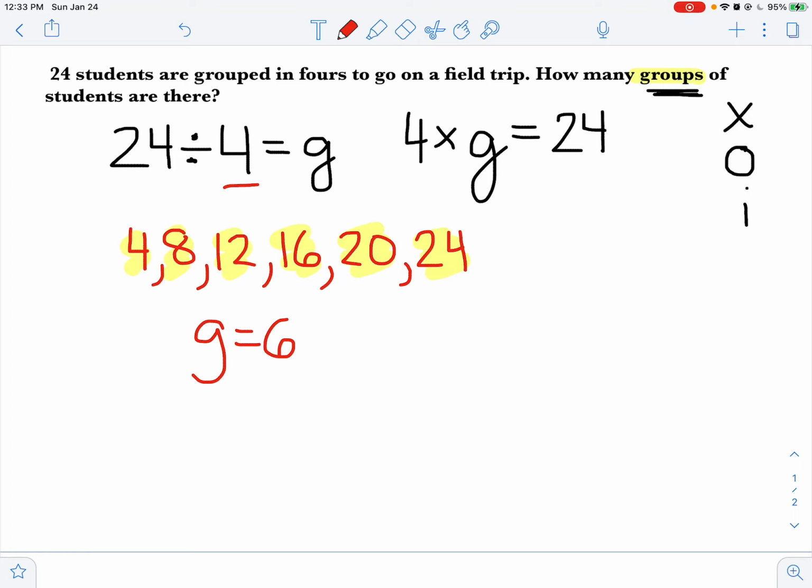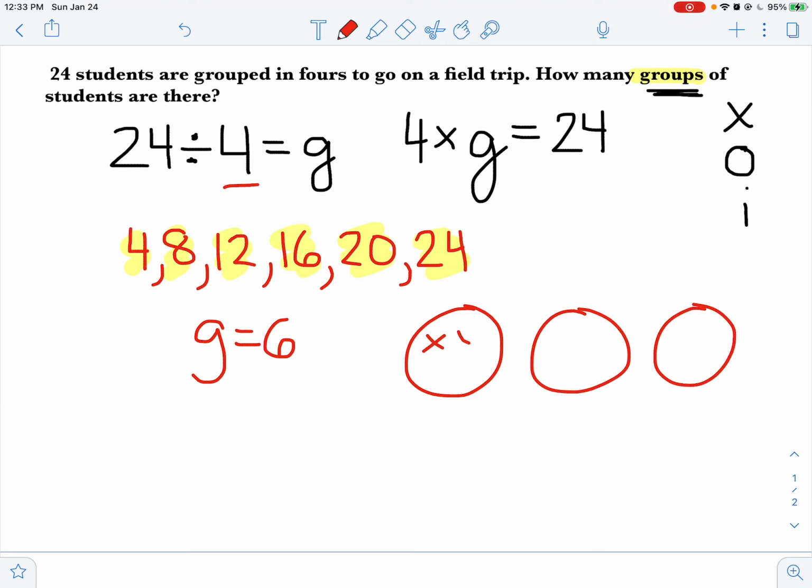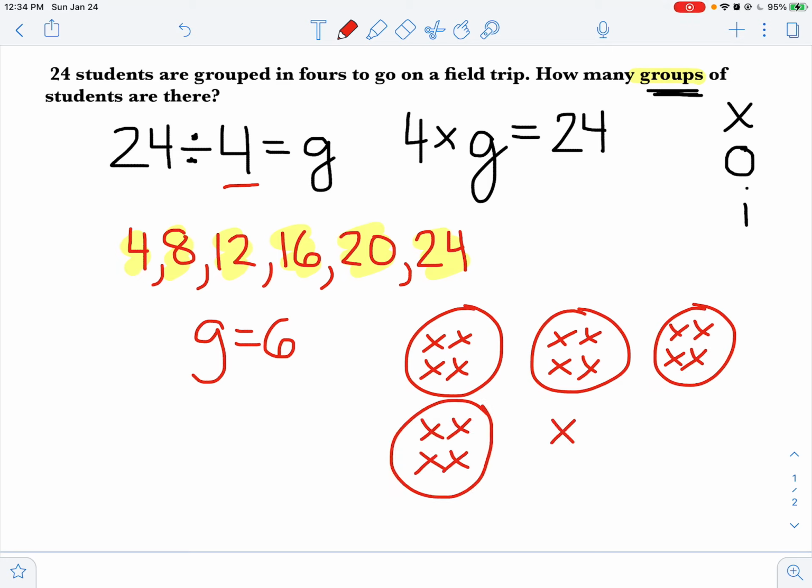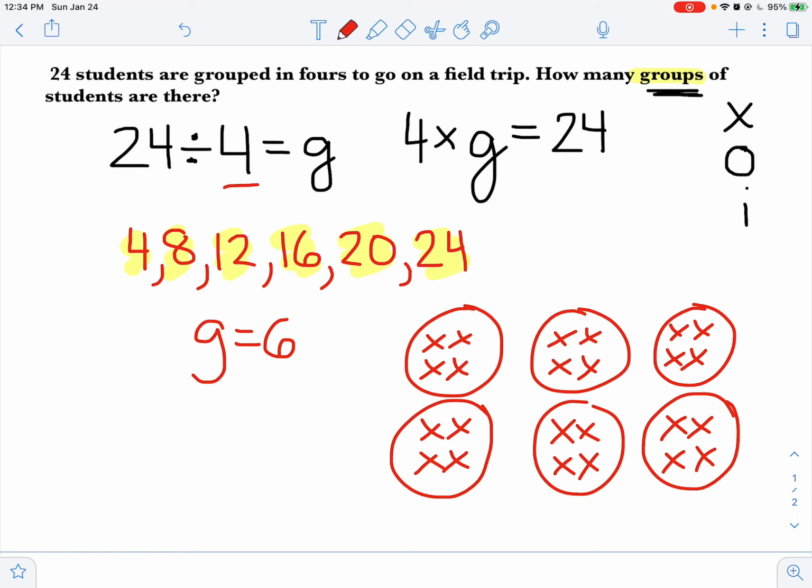I can also solve it the way I did it before. I can start making groups. Put 4 kids in each. 1, 2, 3, 4. 1, 2, 3, 4. That's 8, 9, 10, and so on up to 24. I've got my 24 kids sorted out. Count my groups. 1, 2, 3, 4, 5, 6. And still I get G is equal to 6. The number of groups is 6.